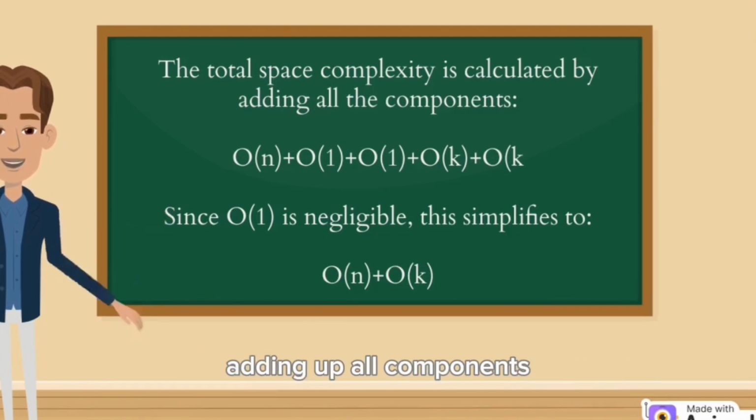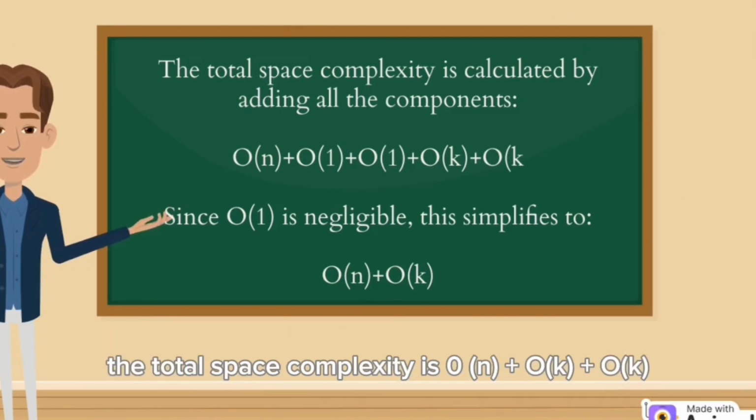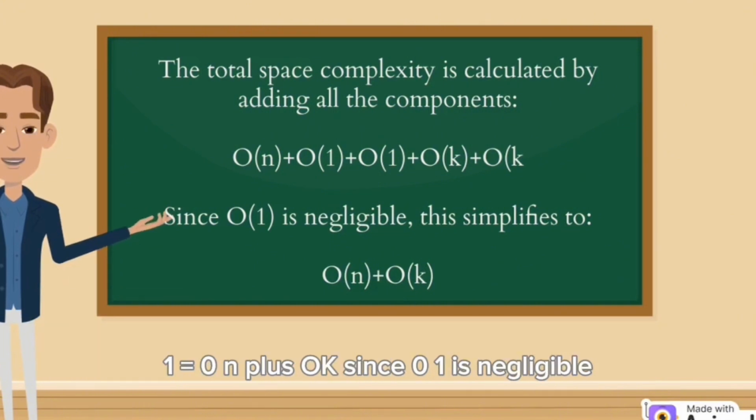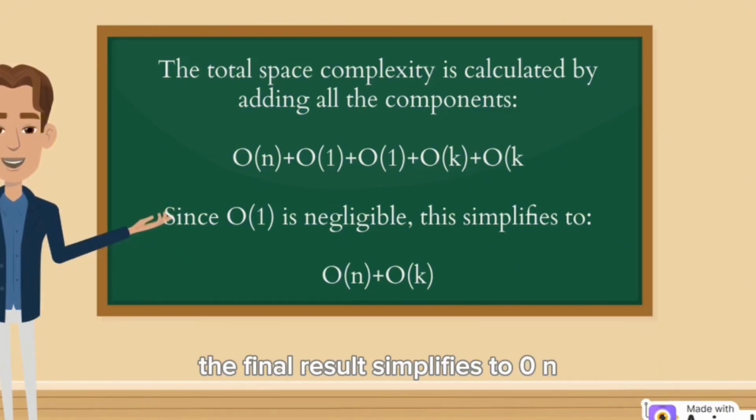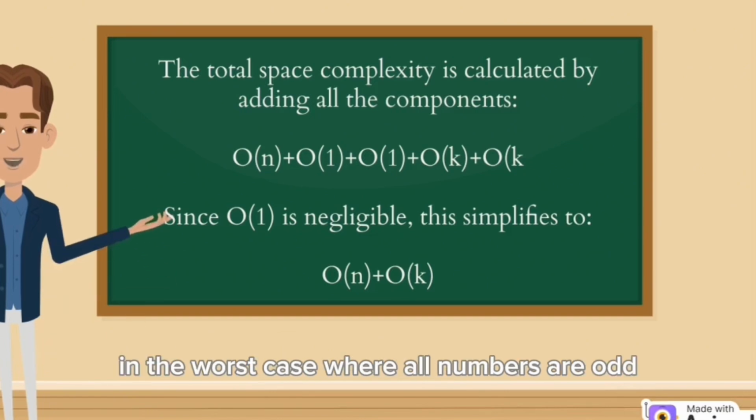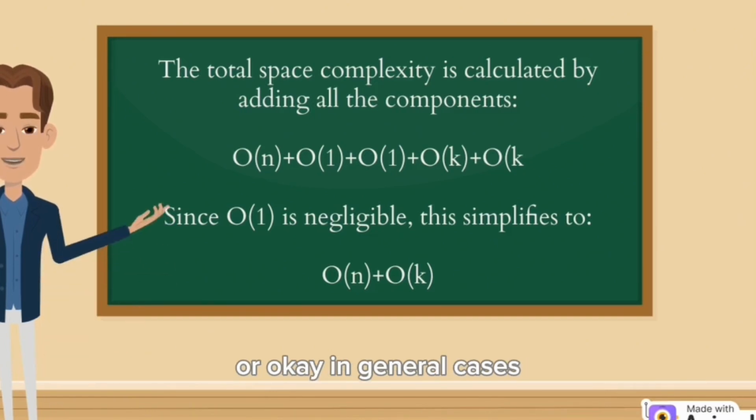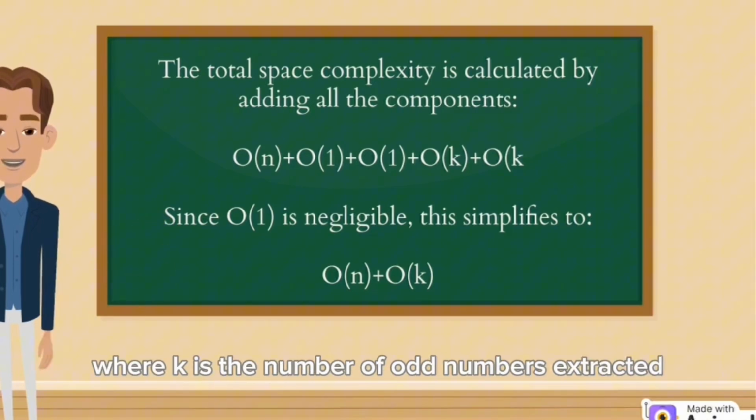Adding up all components, the total space complexity is O(n) plus O(k) plus O(1) plus O(1), which equals O(n) plus O(k). Since O(1) is negligible, the final result simplifies to O(n) in the worst case, where all numbers are odd, or O(k) in general cases, where k is the number of odd numbers extracted.